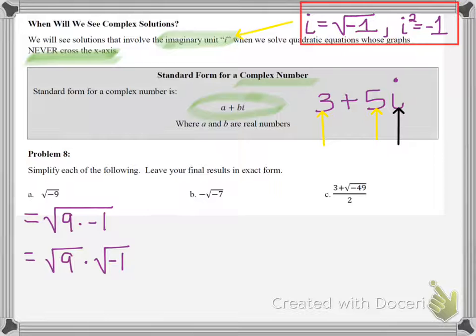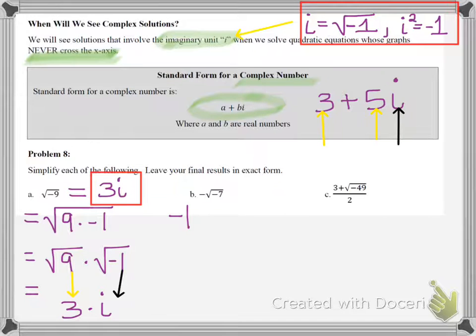So the square root of 9 times -1 is the same as the square root of 9 times the square root of -1. We know the square root of 9 is 3, and now we use our imaginary unit to represent the square root of -1 as i. So my answer is just 3i. Just like the square root of 9 is 3, the square root of -9 is 3i.